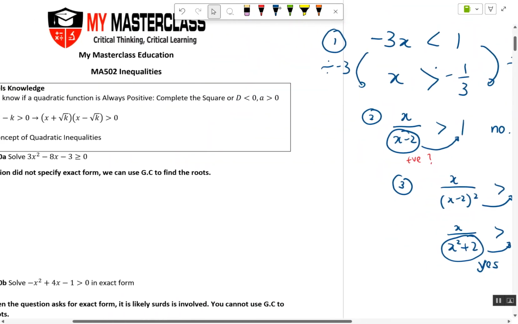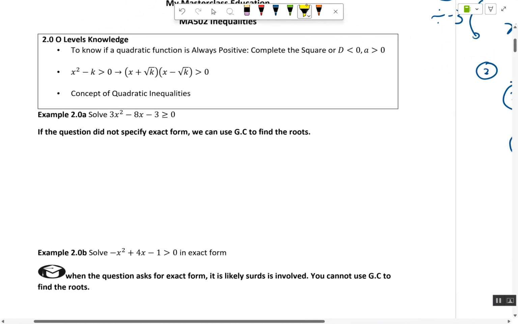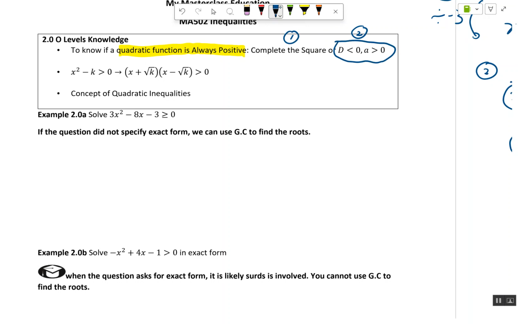Okay, so next, there are a few things. Sometimes you need to know by yourself whether this quadratic function is always positive or not. There are two ways. Number one is you complete the square. I prefer you to use the second method, which is to show that the discriminant is less than 0, as well as the coefficient of the x squared is positive.